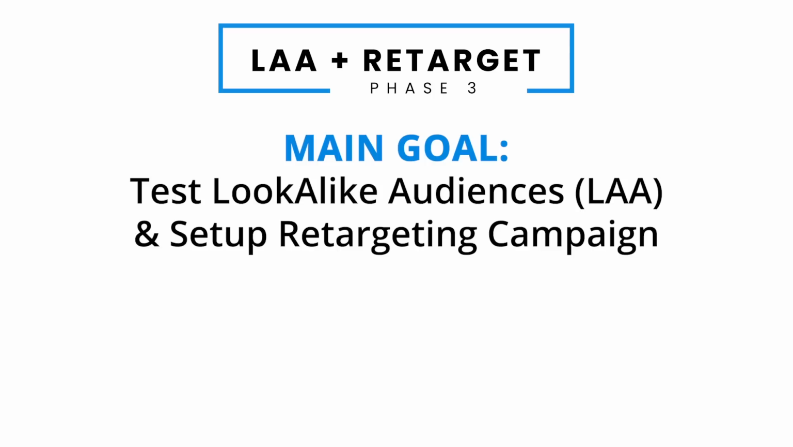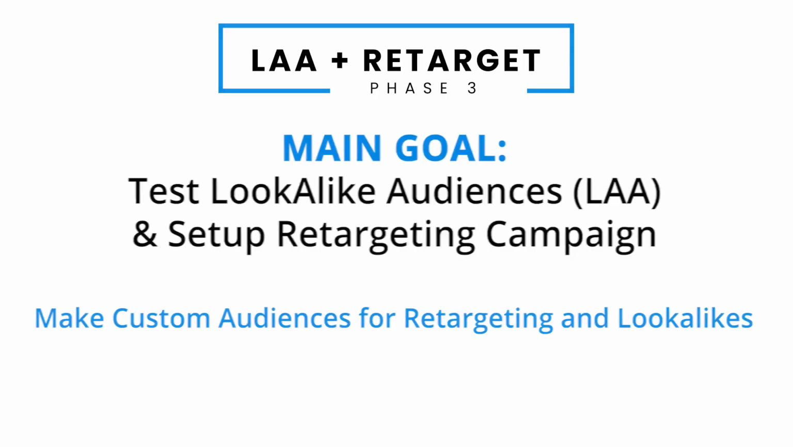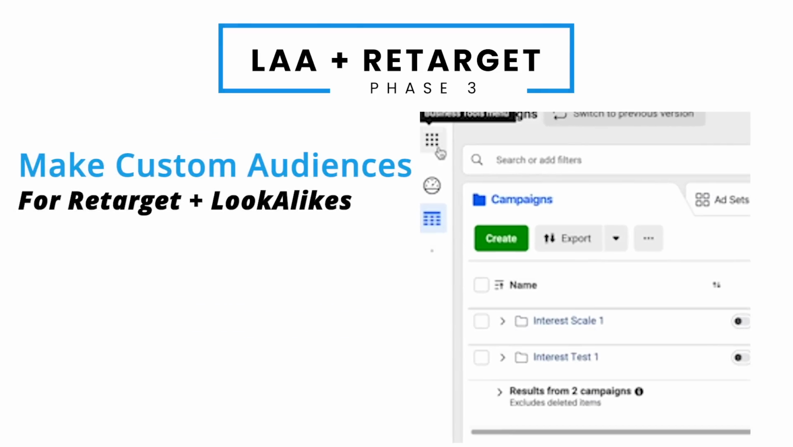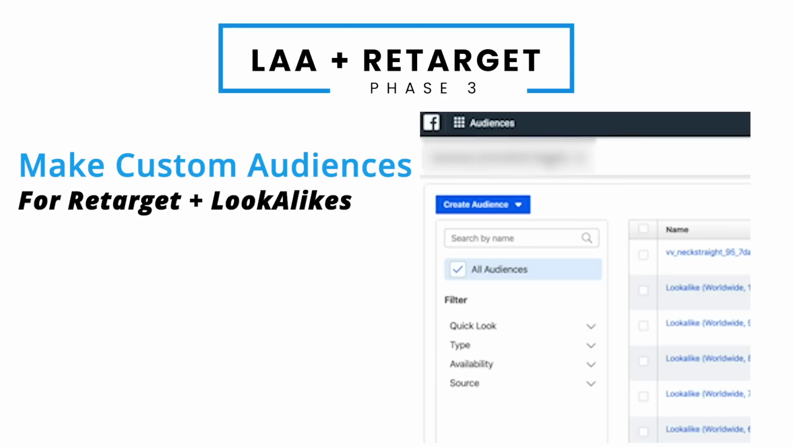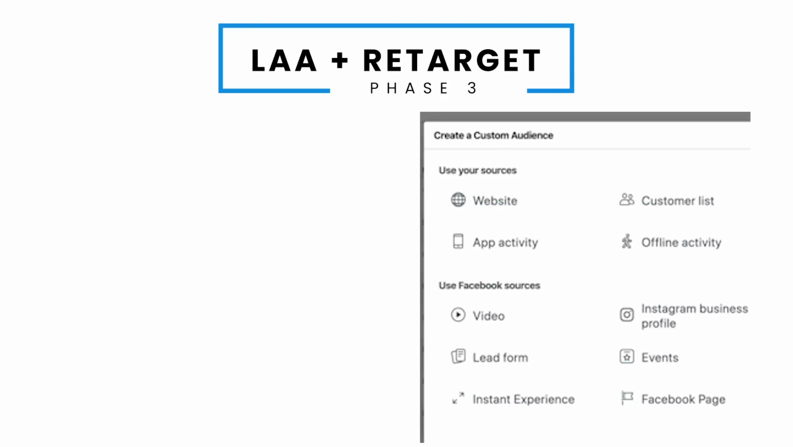Now, to create a lookalike audience, you'll first have to make a custom audience, which is a group of people that are somehow connected to your page or store. You'll also have to make custom audiences for your retargeting campaign. To do that, go to the audiences page in the main menu, then click Create Audience and select Custom Audience. Here, you'll find different groups of people to make custom audiences from.